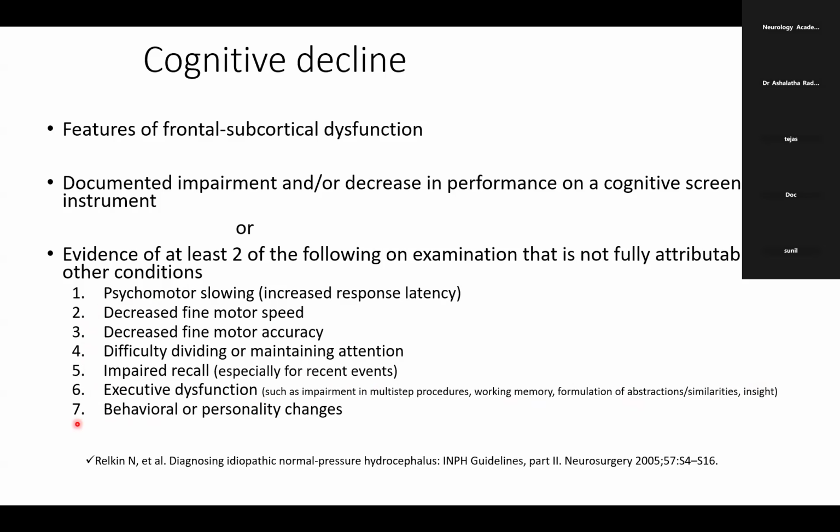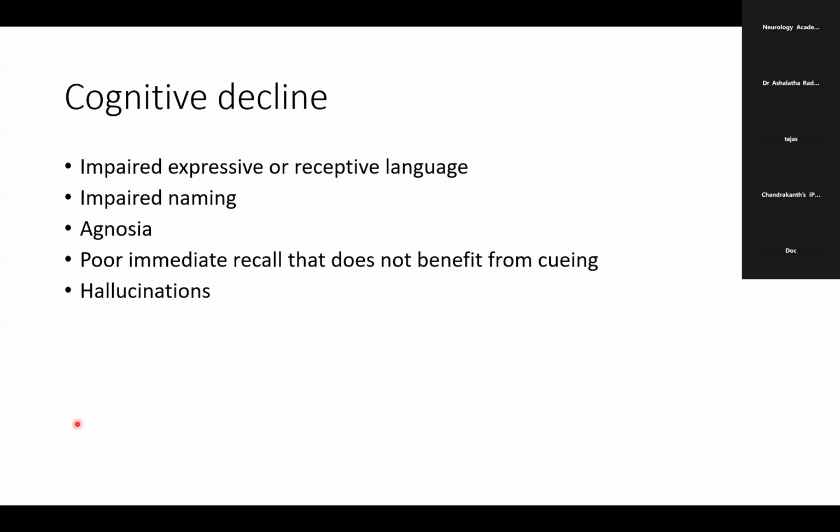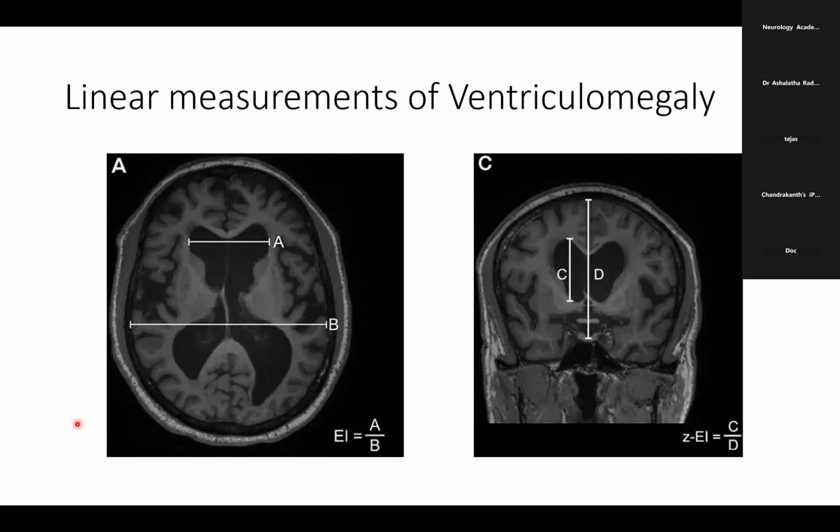There can also be behavioral or personality changes seen in these patients. There is impaired expressive or receptive language, impaired naming, agnosia, poor immediate recall that does not benefit from prompting, and hallucinations also seen. Coming to the imaging in NPH, I have tried to describe it a little bit extensively.